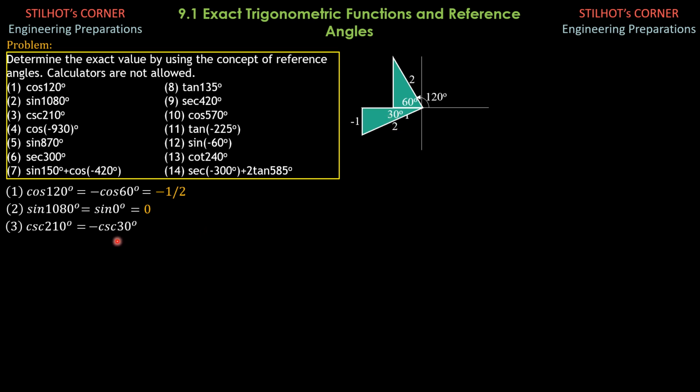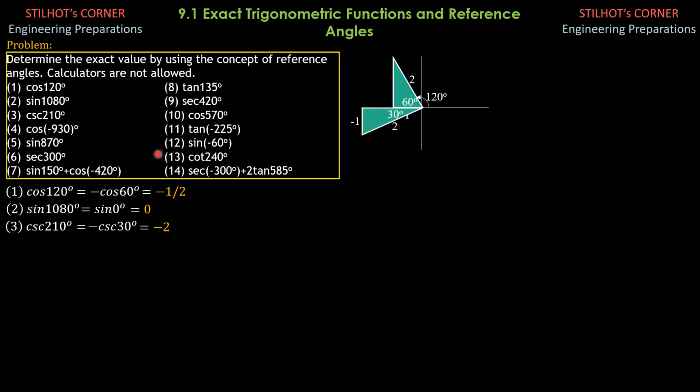But you can also make it negative of cosecant of 30 degrees, and it is negative of 2, or negative 2. If I were you, just base it from the terminal side of the angle and assign the proper signs: the hypotenuse, of course, is always positive 2, and the opposite is negative 1 because it is in the third quadrant, so negative 2.